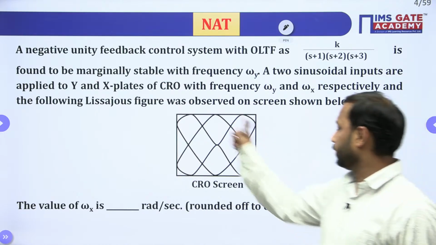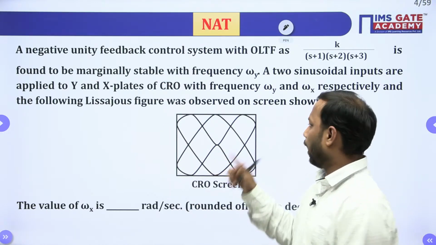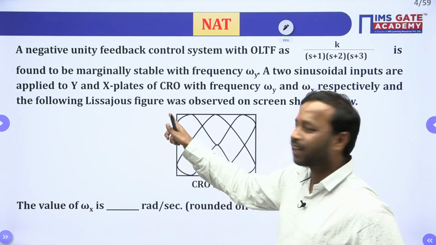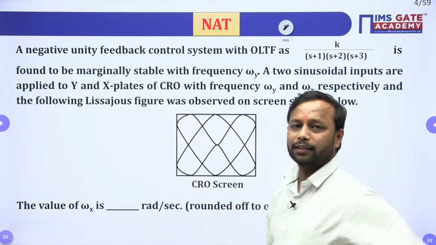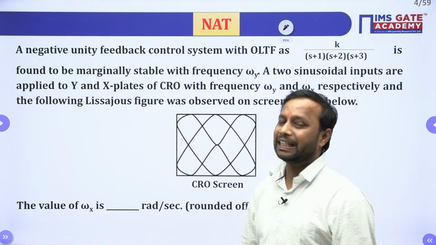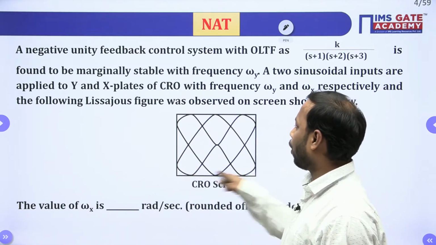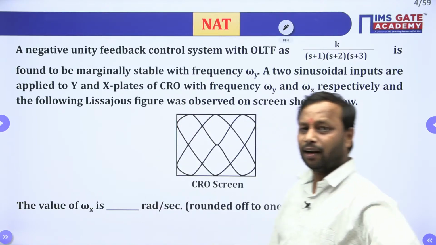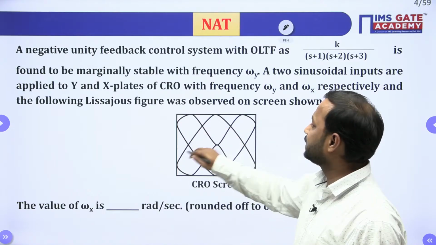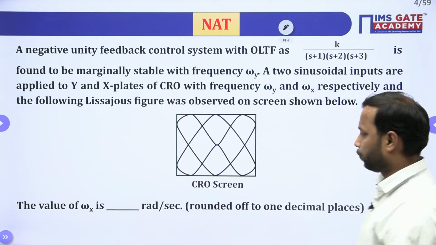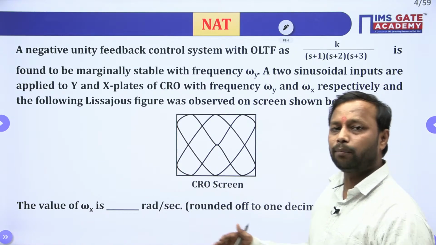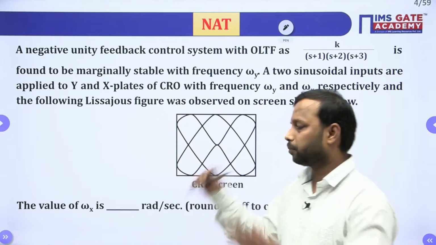Now see here, this is a CRO screen and this is the boundary of the CRO. Please do not consider this boundary as a part of the Lissajous figure. It is not like that. This is the boundary of your CRO screen. Whatever figure we have inside this boundary is known as the Lissajous figure. So basically from here we come to know that this is an XY plot.